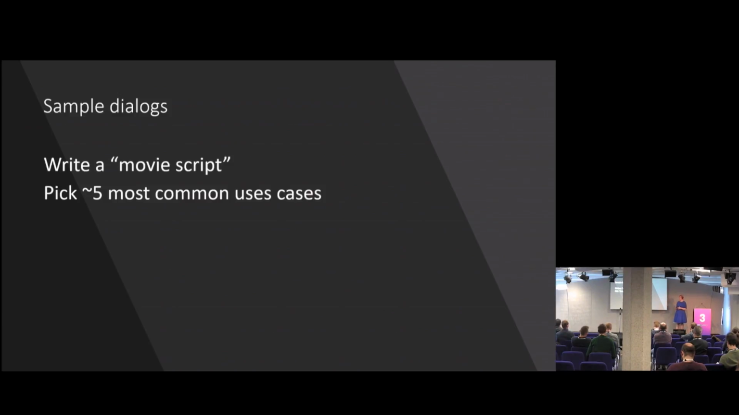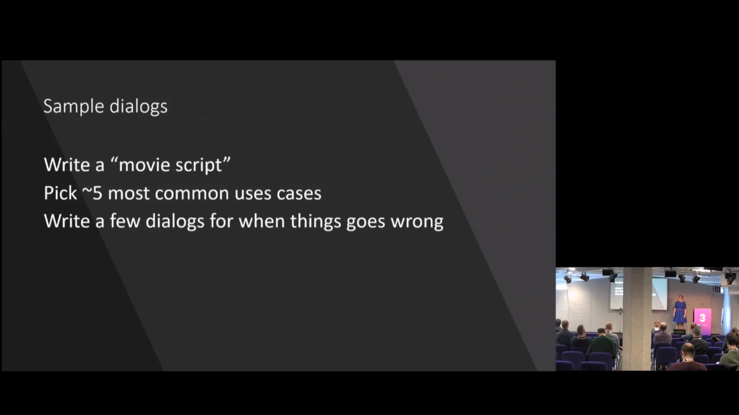Also, pick 5 or so things that can happen when things go wrong, like if the internet goes down or you don't understand the user, and write down how it would go in the worst case scenario.